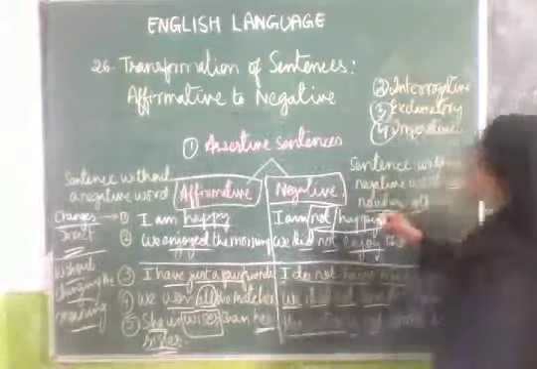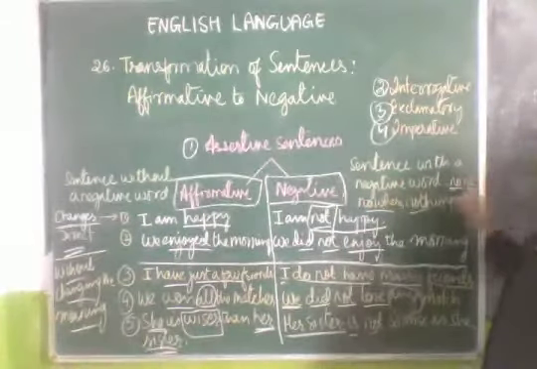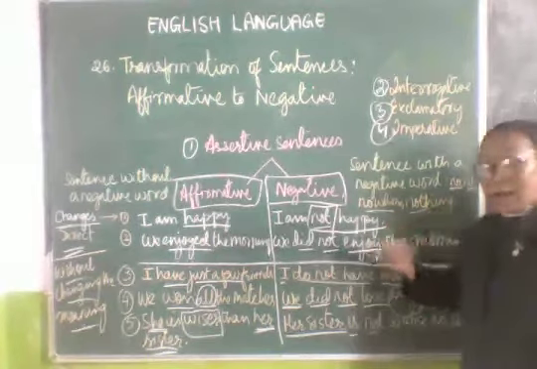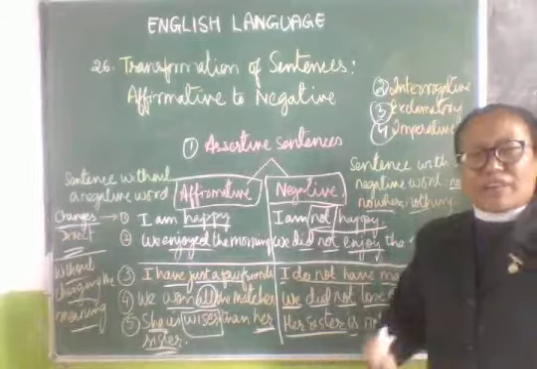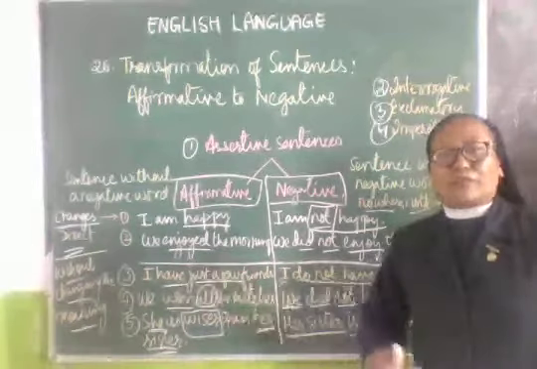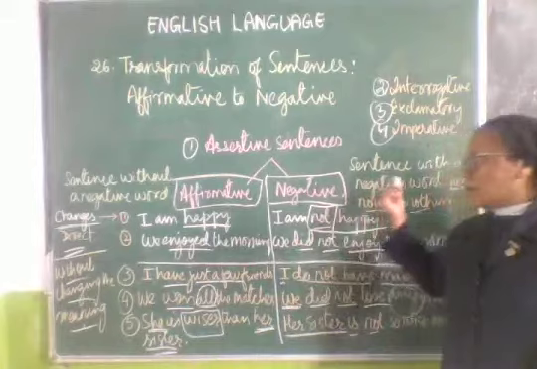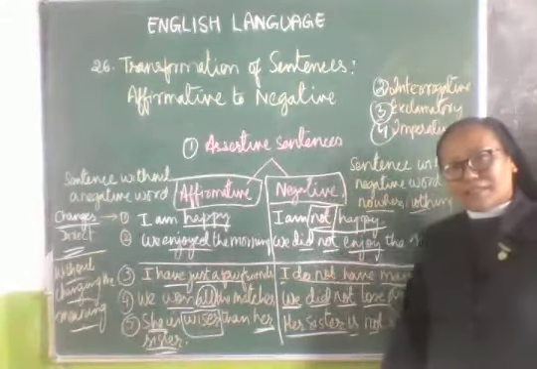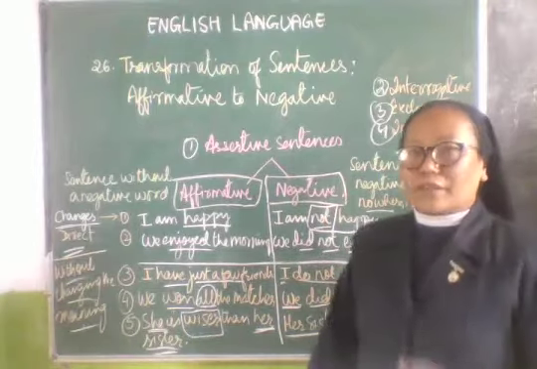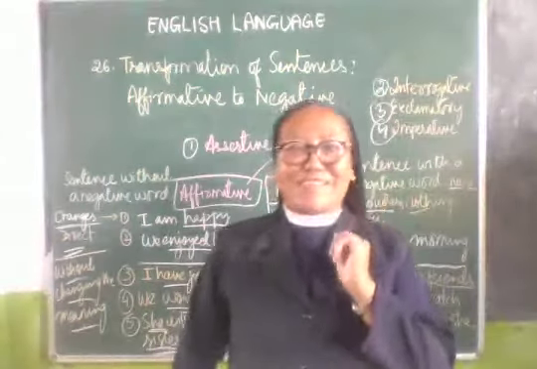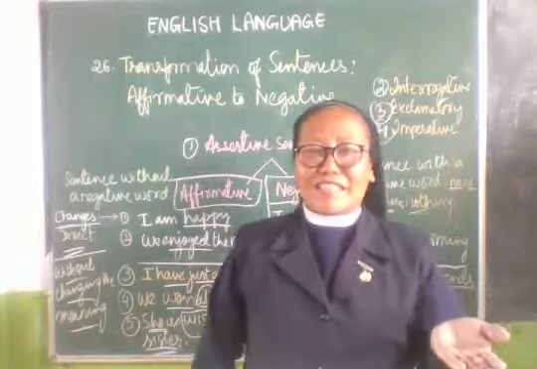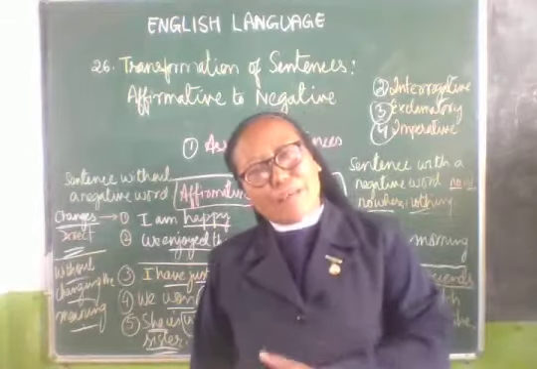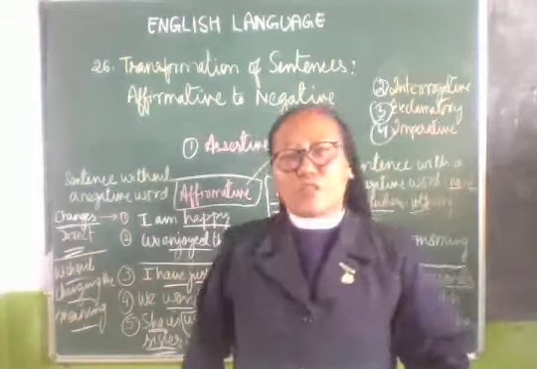Whenever the words come, like no, not, nowhere, nothing, and then hardly, seldom, not many, a few, little, less, all these words when they come, these are the negative words. So you can say that these are the negative sentences. All right, children, I hope you got a little idea about how to transform the affirmative sentence into negative. Or the same way, negative can also be changed into positive.